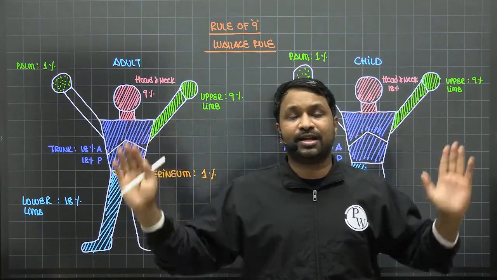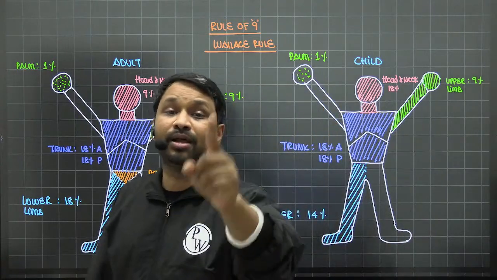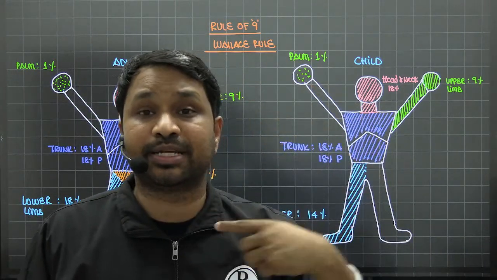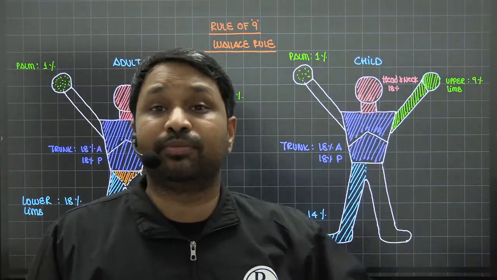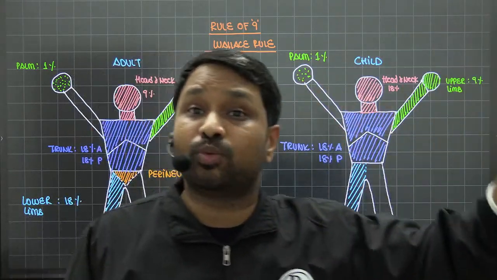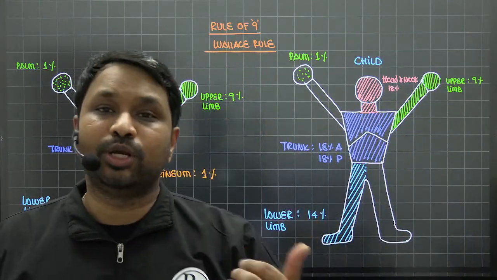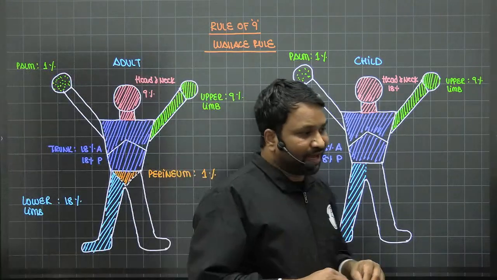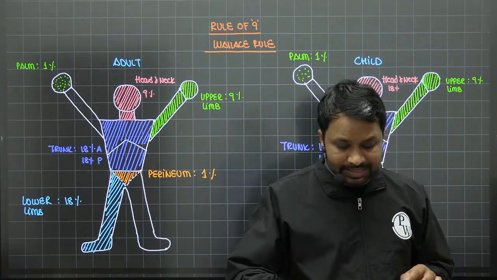The adult and child have two distinctive components. The difference you have to remember: in adult the head and neck is 9%, in child the head and neck is 18%. In adult, lower limb is going to be 18%, child is going to be 14%. Adult perineum consists of 1%, child we do not consider perineum as separate. So this is what we call the Wallace rule, or also commonly called the rule of 9.